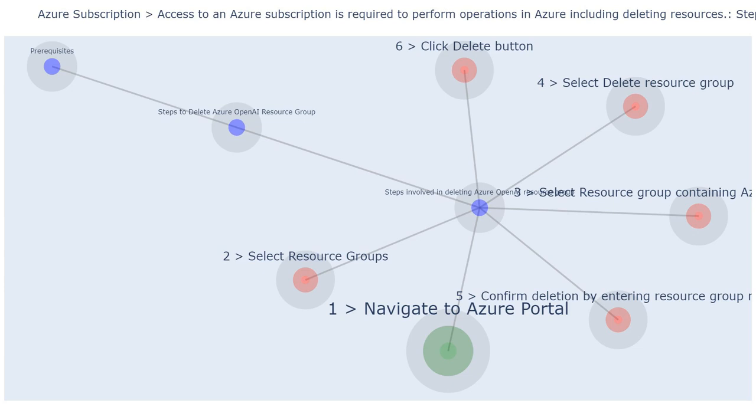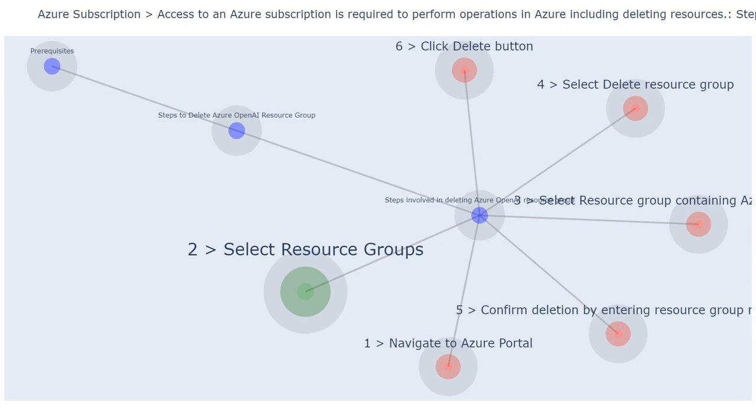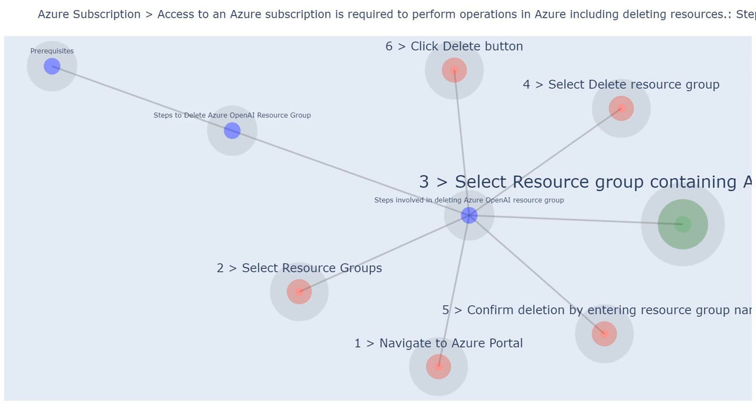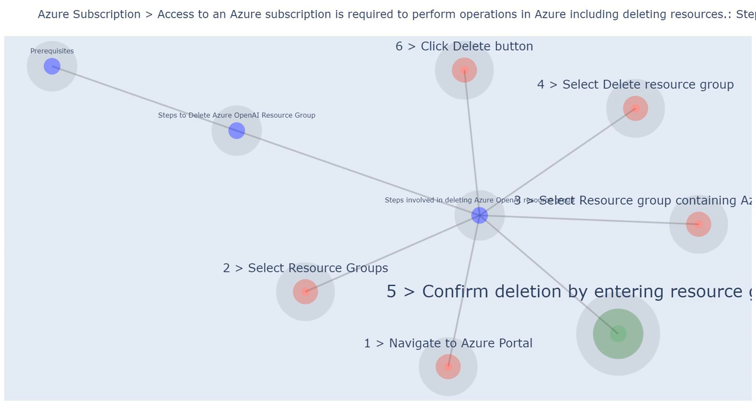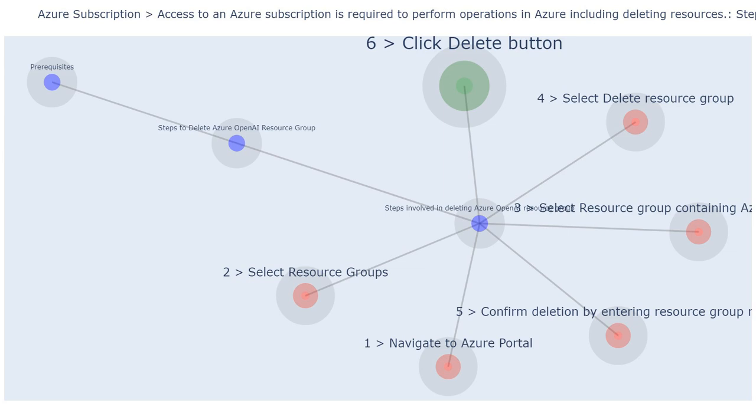1. Navigate to the Azure Portal website using a web browser. 2. In the Azure Portal, search for resource groups and select it. 3. In the list of resource groups, select the resource group that contains the Azure OpenAI resources that you want to delete. 4. Inside the resource group details page, select the Delete Resource Group option. 5. To confirm the deletion, enter the name of the resource group that you want to delete. 6. Click the Delete button to initiate the deletion process.